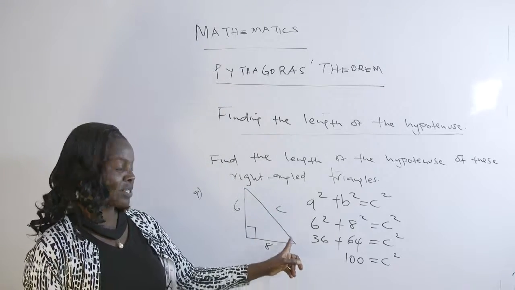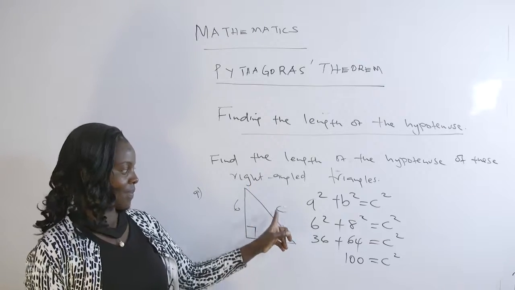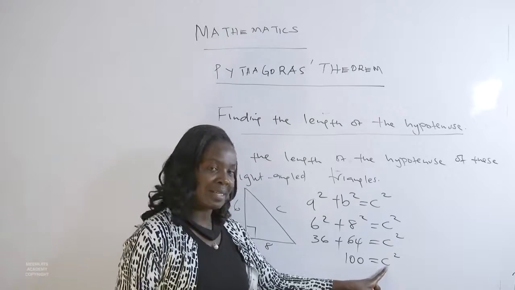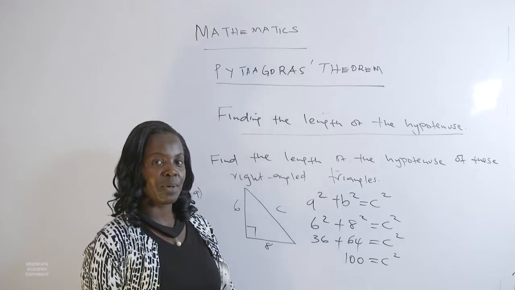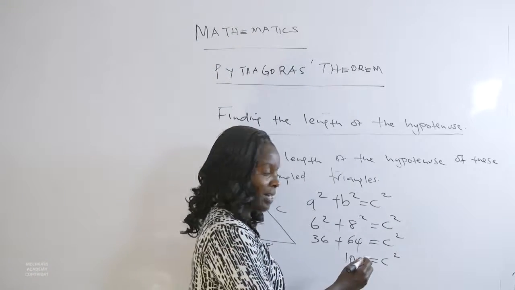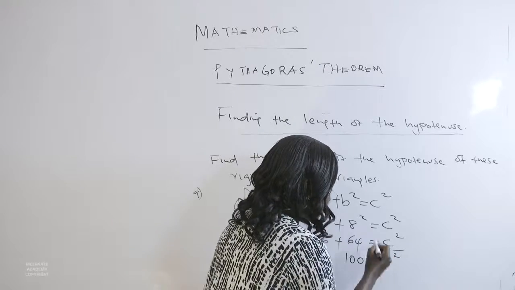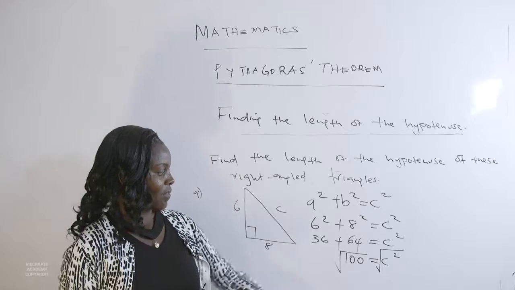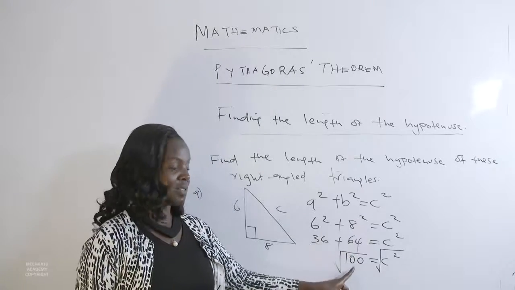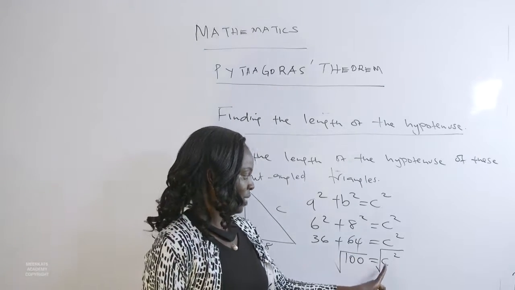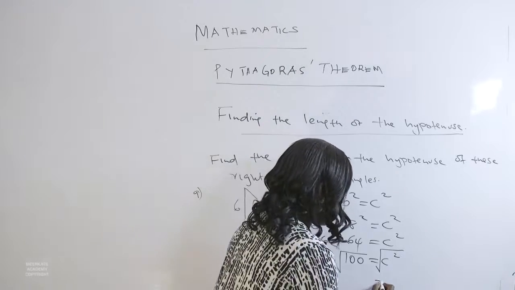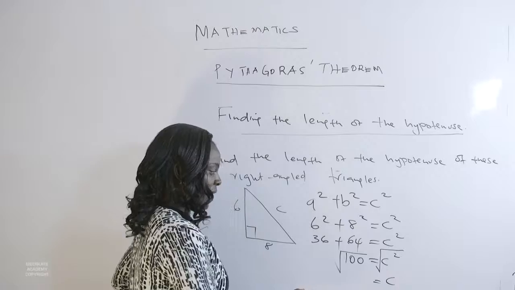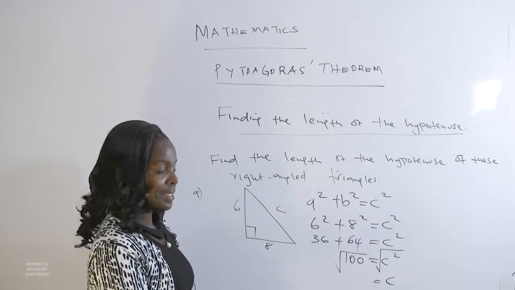But our hypotenuse is measuring c. Our hypotenuse is c, but our 100 here is c squared. So how do we go about getting c? We find the square root of both sides. If we find the square root of this side, then we must also find the square root of this other side. The square root of c squared, that will give us c. The square root of 100, that is 10.